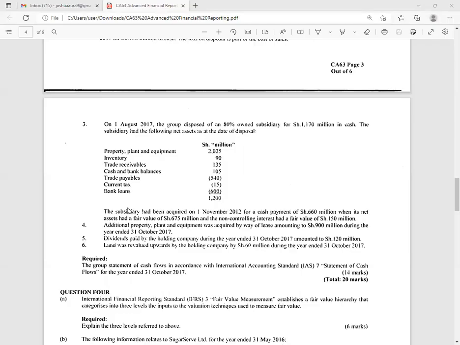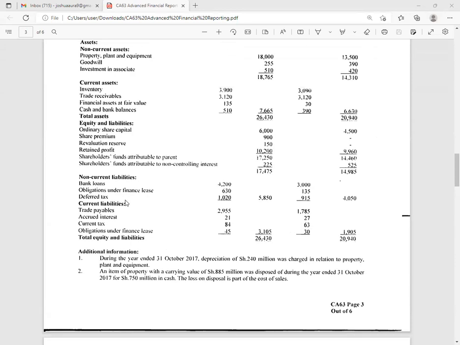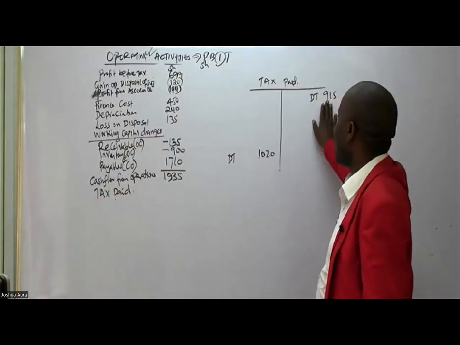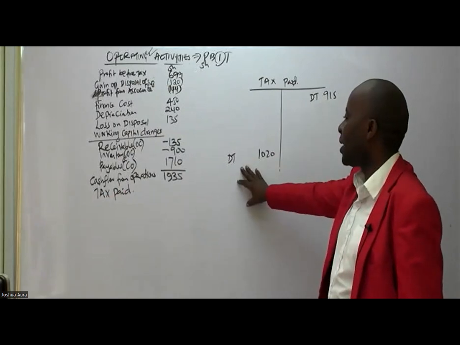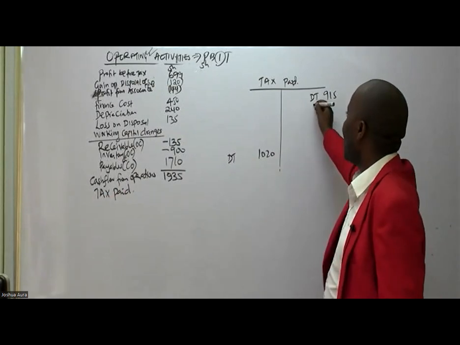So tax paid, balance brought forward. For the balance brought forward, I can see that under non-current assets, deferred tax is 915. So deferred tax brought forward is 915. And then deferred tax carried down for this year is 1020. See what I've done. I've taken deferred tax brought down, and then deferred tax carried down. And now we're going to have the current tax.